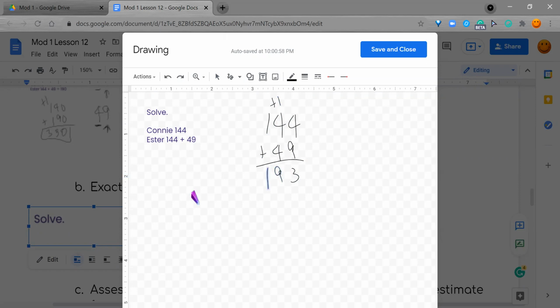So this is Esther, has baked 193 cookies and Connie 144. So I'm going to take the 193 and I'm going to add 144. Here we go. 4 plus 3, yes, 7. 9 plus 4, you're right, 13. Carry my 1, 1 plus 1 plus 1. So here is the answer I'm looking for, 337.